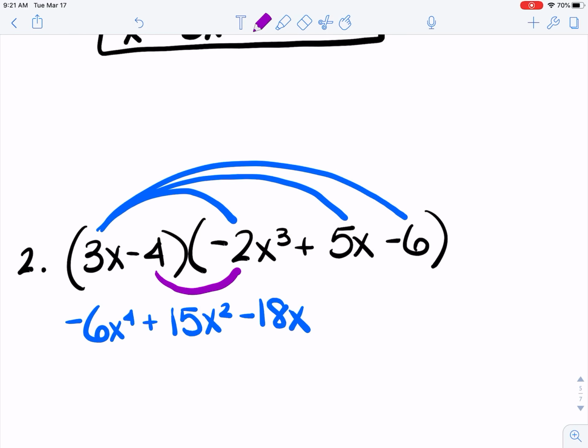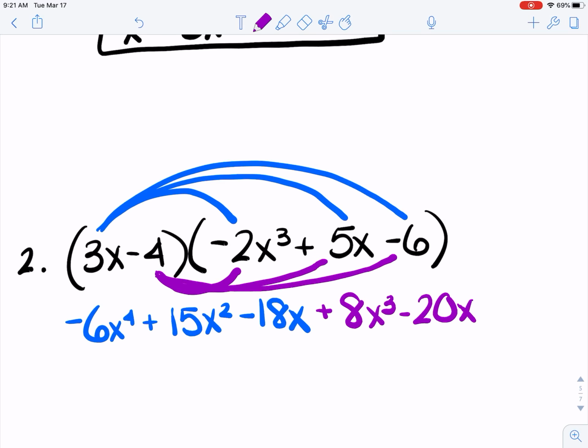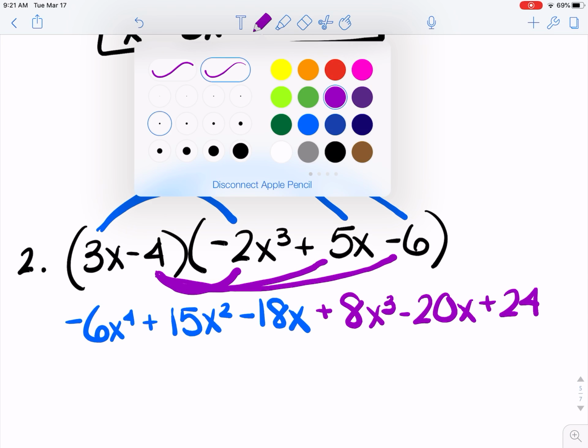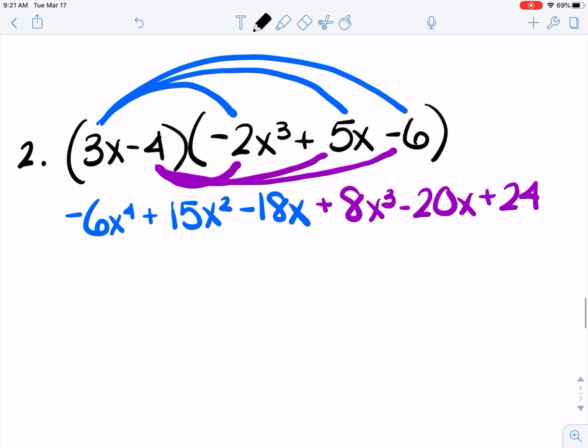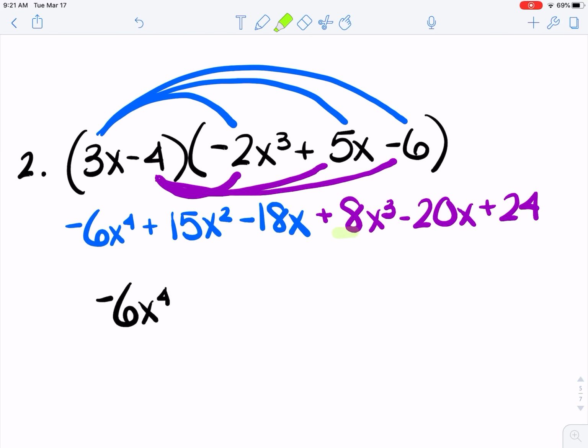Negative 4 times negative 2x cubed. Again, being careful, they're both negative, so that does become positive 8x cubed. Negative 4 times 5x is negative 20x. And negative 4 times negative 6 is positive 24. Now, all the multiplying is done. Now I got to combine my like terms. Negative 6x to the fourth, there is nothing that is similar to that, so I can't combine it with anybody. Next, I have an 8x cubed, and I only have one of him.